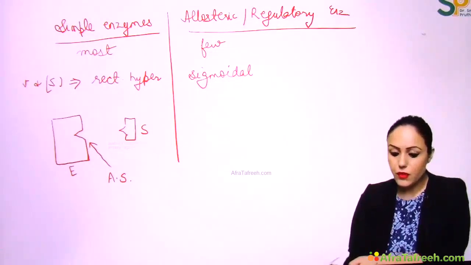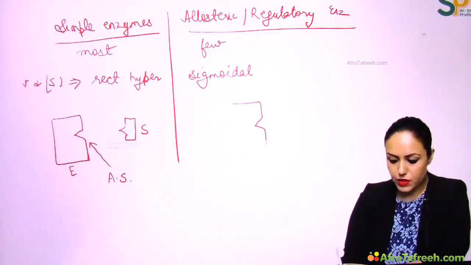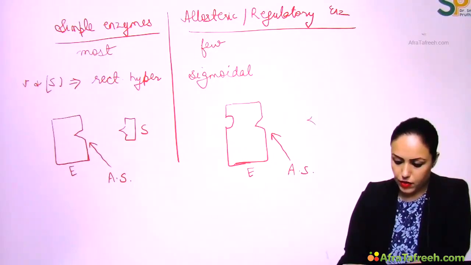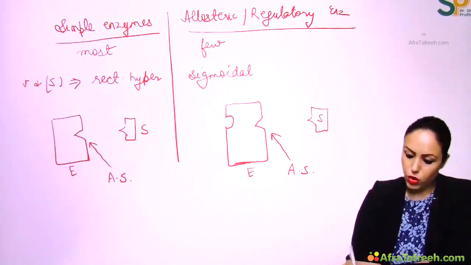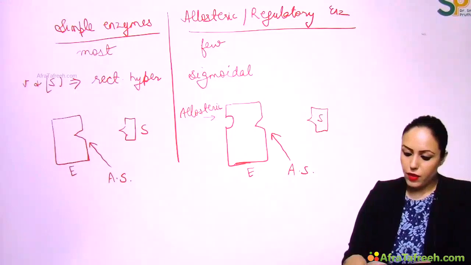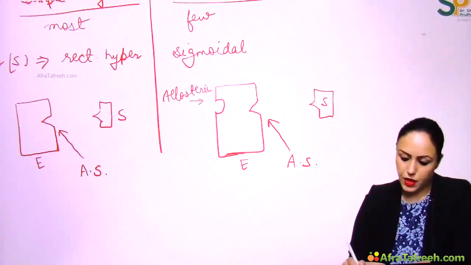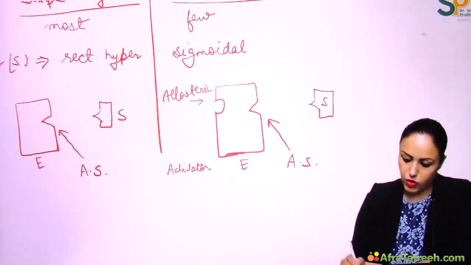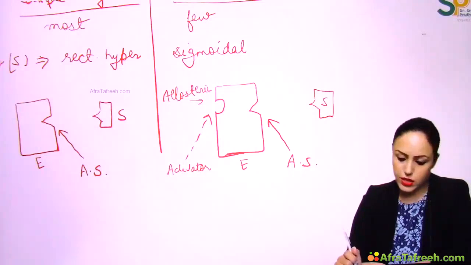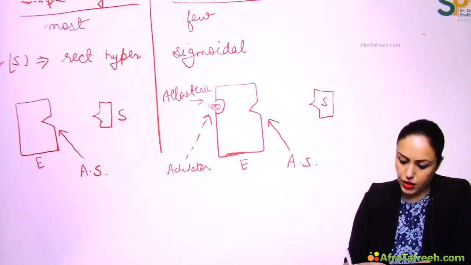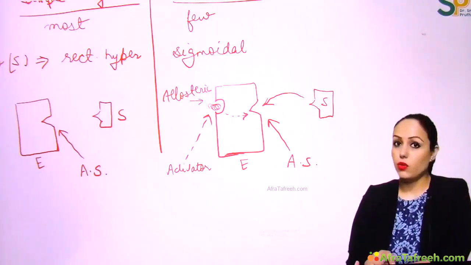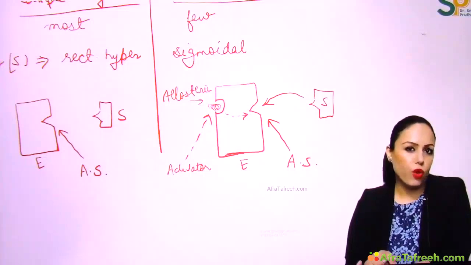Very simple, right? But on the other hand, allosteric enzymes, they have active site, right? This is enzyme. They have active site where substrate will bind, okay? But they also have one extra site, that is allosteric site or regulatory site where activator or inhibitor will bind. So here either activator will bind or inhibitor will bind. What will happen if activator comes and binds here at the allosteric site? This binding will induce changes in the active site so that now substrate will be able to bind. So here binding depends on the presence of activator.